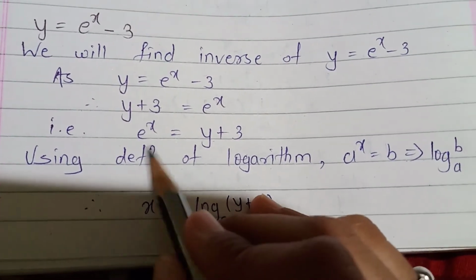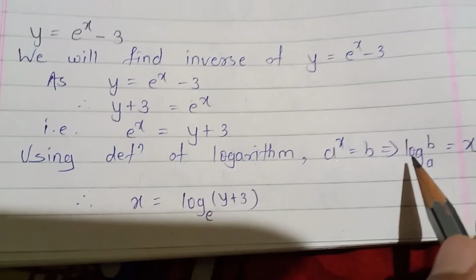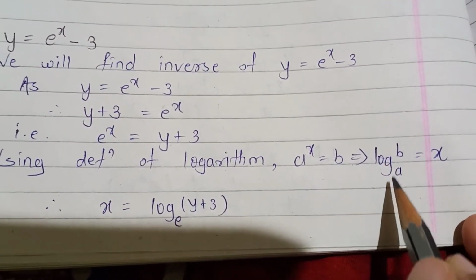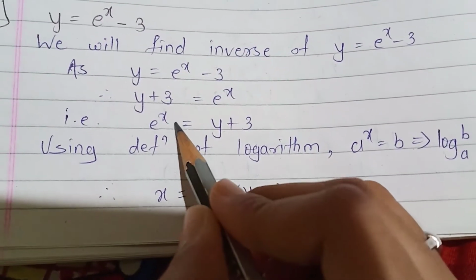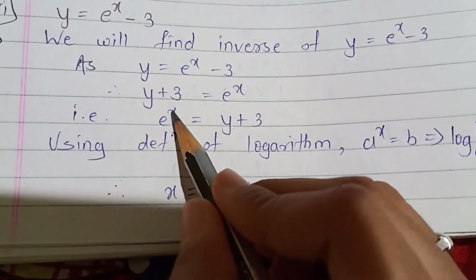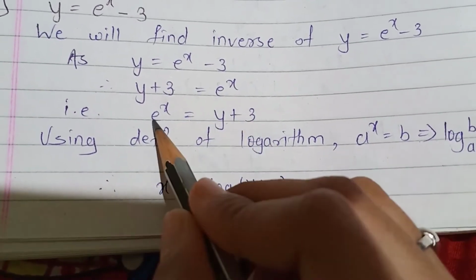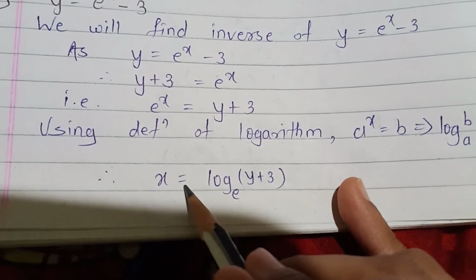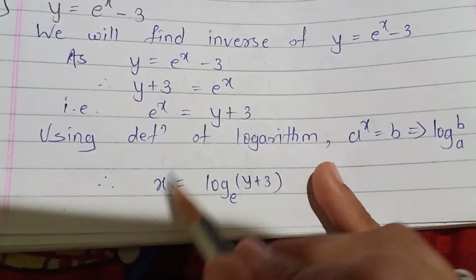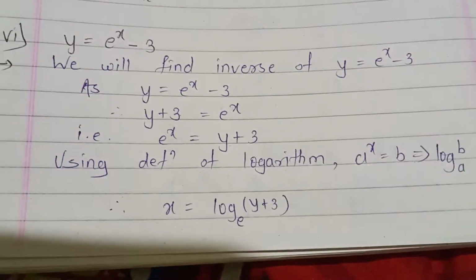So that implies that the next step will be of this form: log b to the base a is equal to x. So using the definition of logarithm, this x is equal to log of y plus 3 to the base e. The base is taken as e. So the next step is x is equal to log of y plus 3 to the base e. Okay. Now we got the inverse function.